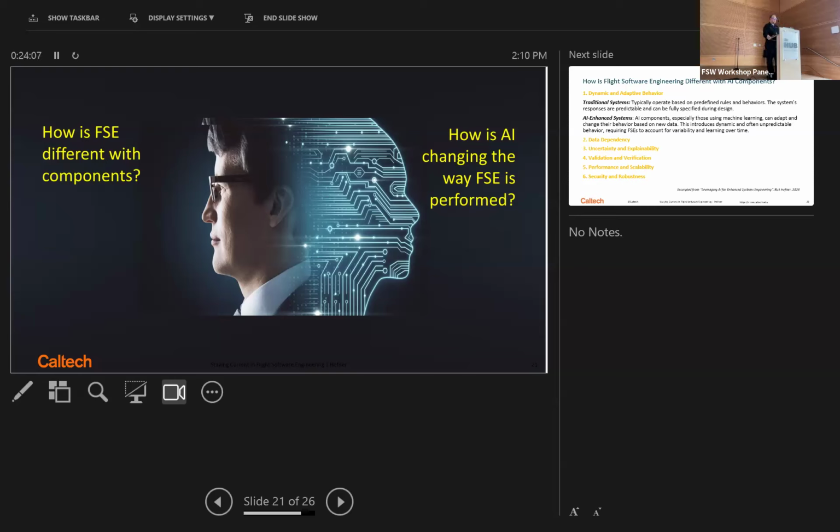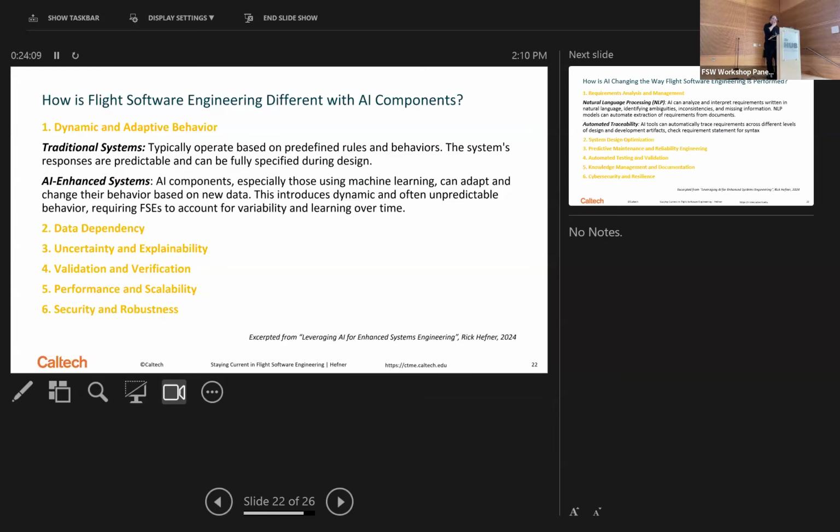I think it's a huge area. There's a lot of things that we could talk about. I'm going to point people towards a larger presentation that I did on this, where I explored all these areas in a lot more detail. If you're interested in that, see me at break, hand me a business card. I'll make sure you get a copy of that presentation. But just as an example, how is flight software engineering different with AI components?